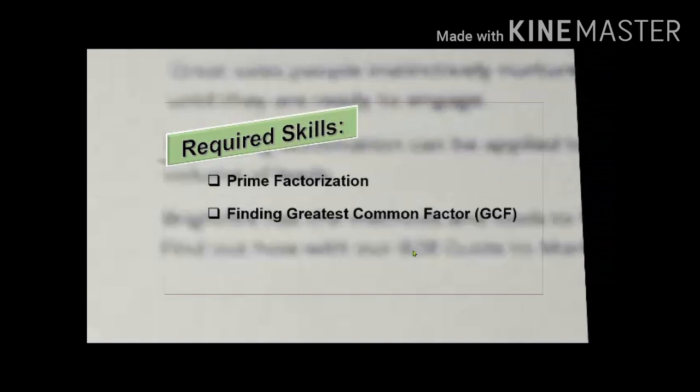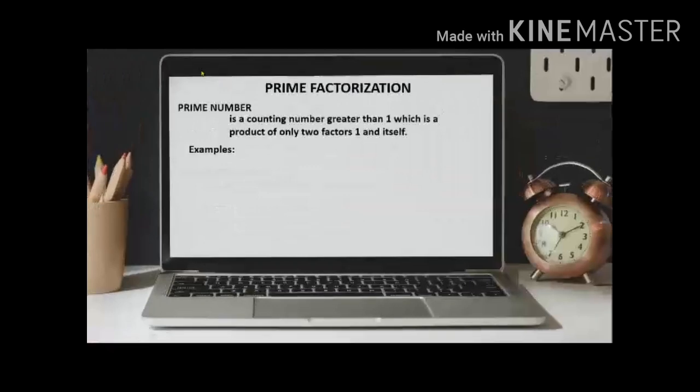Okay, so we have here prime factorization. We need this skill and also the skill in finding the greatest common factor or the GCF. Okay, now let us see what is a prime factorization. To better understand prime factorization, we have to define prime number. A prime number is a counting number greater than 1, which is a product of only two factors, 1 and itself. Examples are the counting numbers 2, 3, 5, 7, 11, 13, 17, 19, and so on.